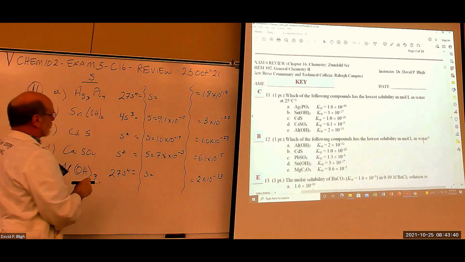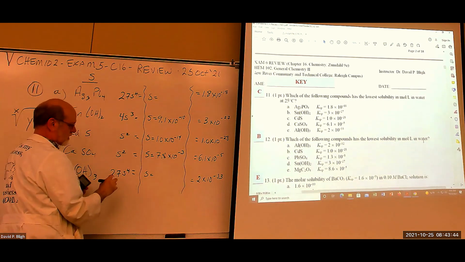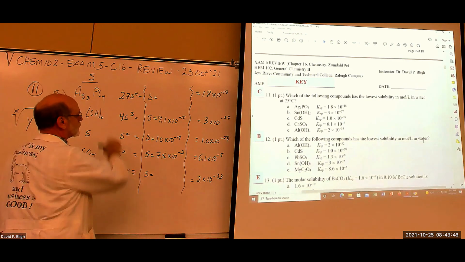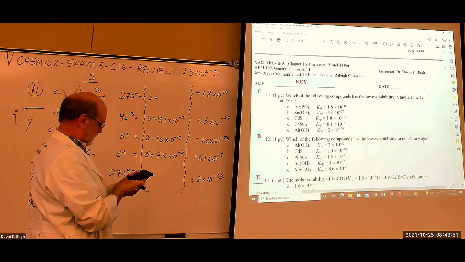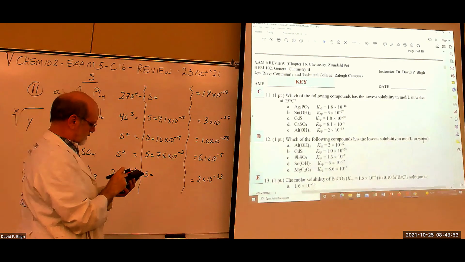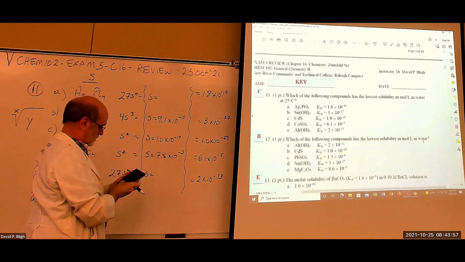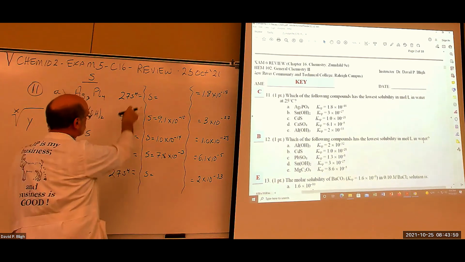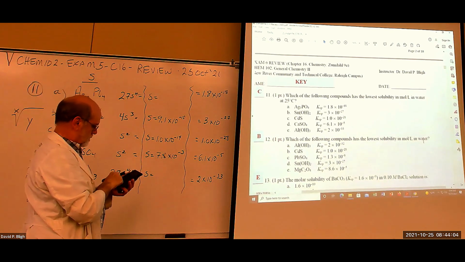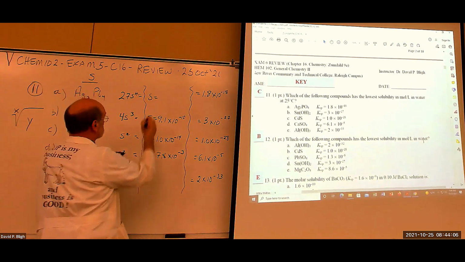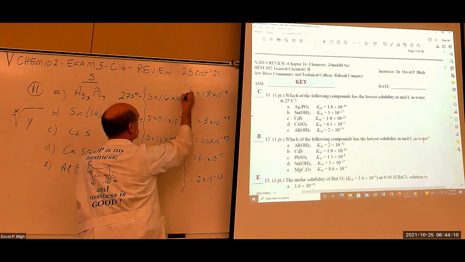All right, so now we can do the more difficult ones, the 27s to the 4th power. So let's do this one. 1.8 times 10 to the minus 18, and we're going to divide by 27. Then I'm going to take the 4th root, and I get 1.6 times 10 to the minus 5.